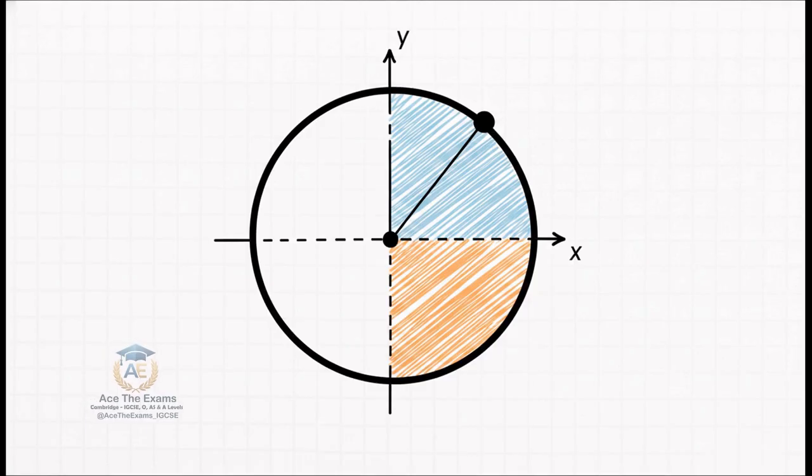All right, let's get back to it. Imagine a point, let's call it point P, traveling around the edge of this circle. As it moves counterclockwise from the x-axis, it creates an angle. Because our radius, our hypotenuse, is exactly 1, the math simplifies brilliantly.